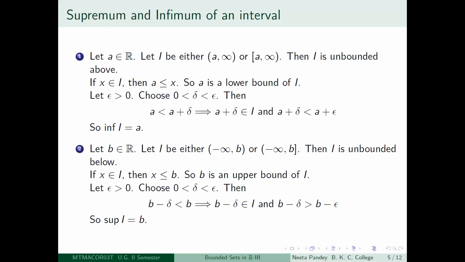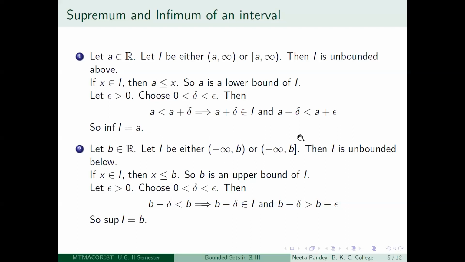What about the upper bound? Every x in either this or this is less than b. It is less than b here, and here it is less than or equal to b. So b is going to be an upper bound. And as before, you can show that b is the least upper bound. So how do you show? You just increase b by a little bit. So suppose you take any epsilon greater than 0.